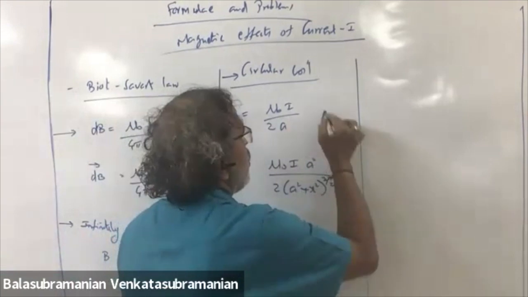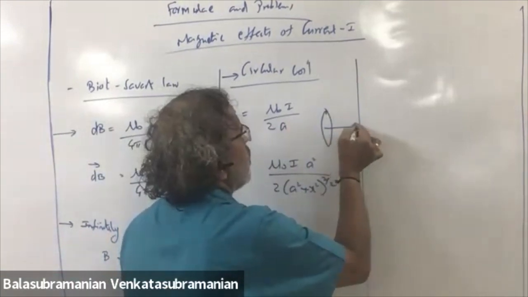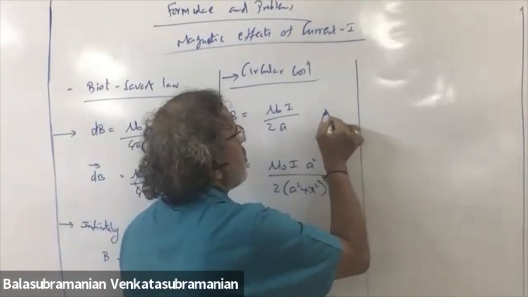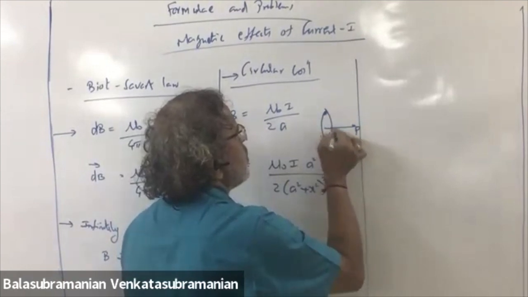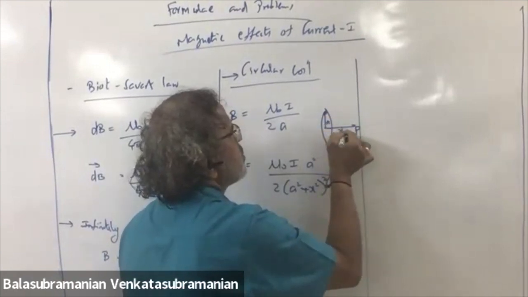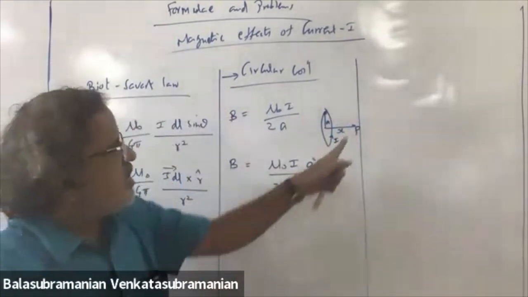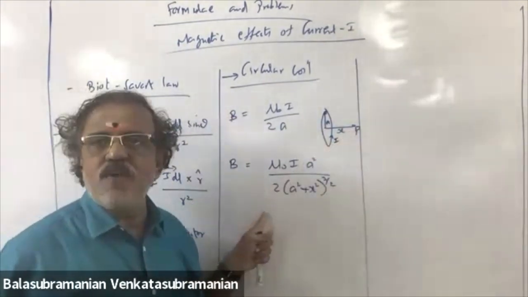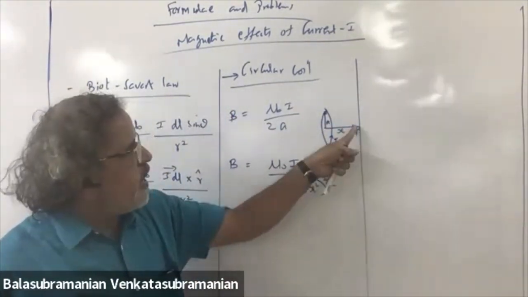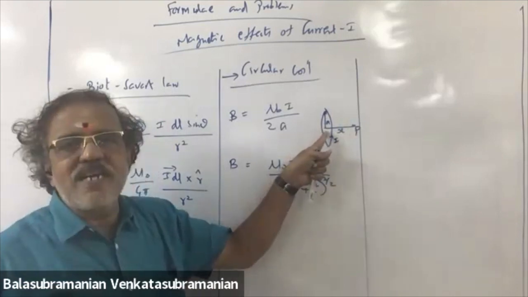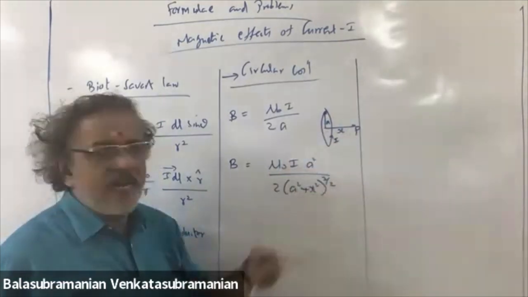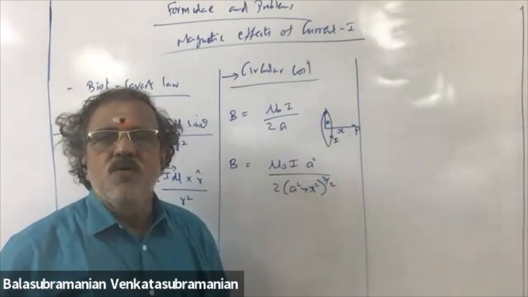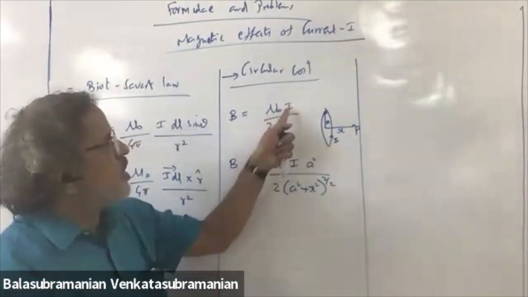This is a circular coil. Here you have the point P. Radius is A, the distance is X. At this point P, this is the magnetic field. Suppose this point P is taken to be the center, then I can write X is equal to 0. When X is equal to 0, B is mu naught I by 2A.